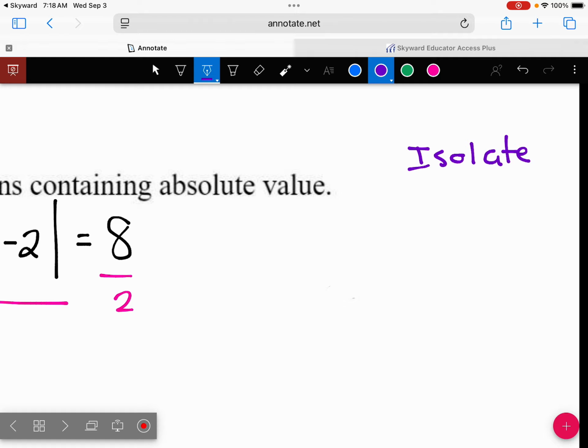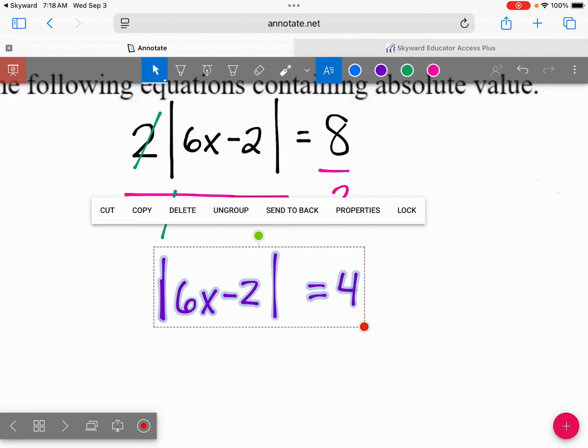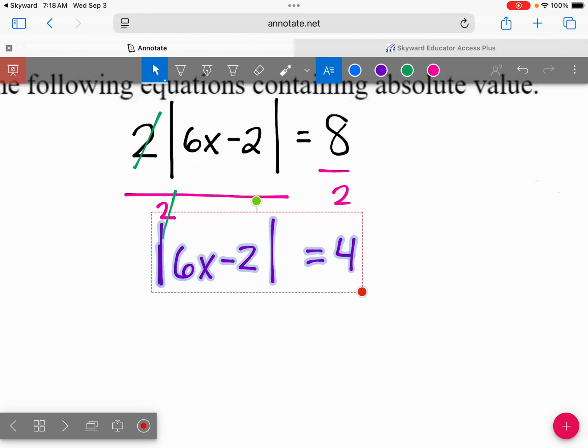So if I divide both sides by 2, that's going to give me the absolute value of 6x minus 2 equals 4. Ooh, those are really far away. Let's scooch that up closer. There we go. So I don't need all my space. Then what are we going to need to do?